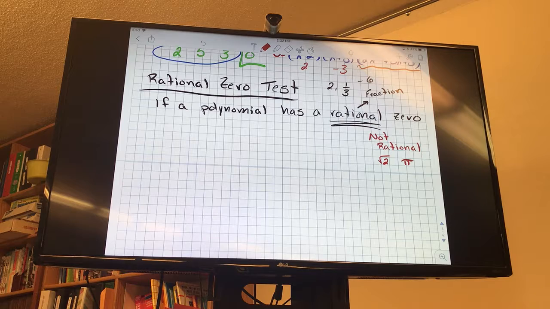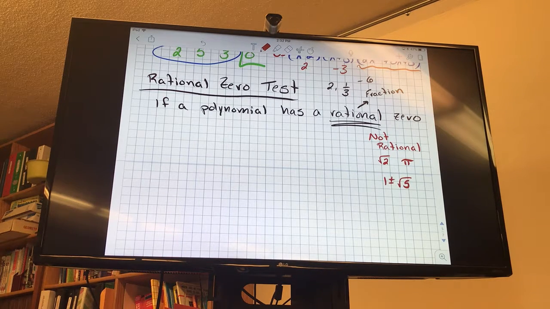Square root of 2: can I write it as the division of 2 whole numbers? No. What about pi? Can I write that as a division of 2 whole numbers? No. 1 plus or minus root 5? Not rational. And we know we have zeros that look like that sometimes, right?